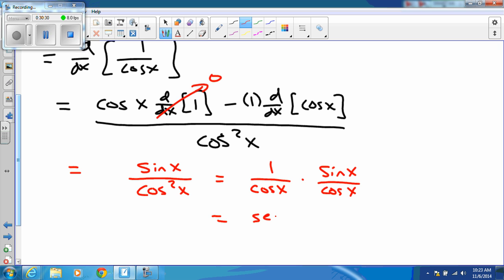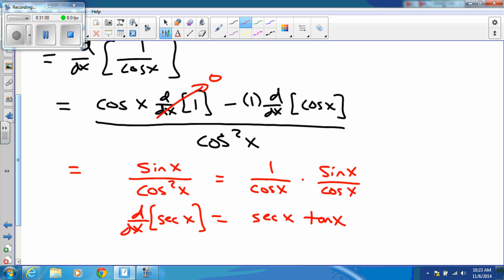And I now see that this is equal to exactly secant x times tangent x. The derivative of secant x is secant x times tangent x. That was not the result we were necessarily expecting, was it? Could we leave it as sine x over cosine x? You can, but all the cool mathematicians would laugh.